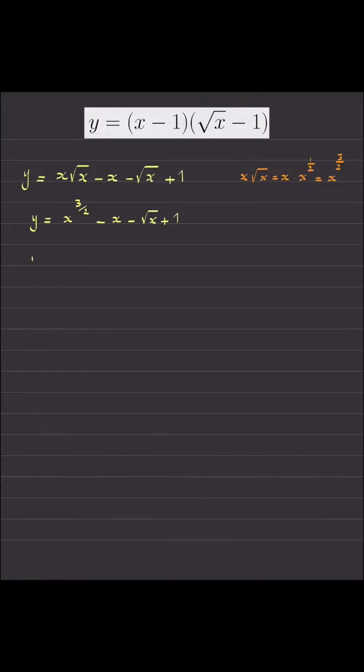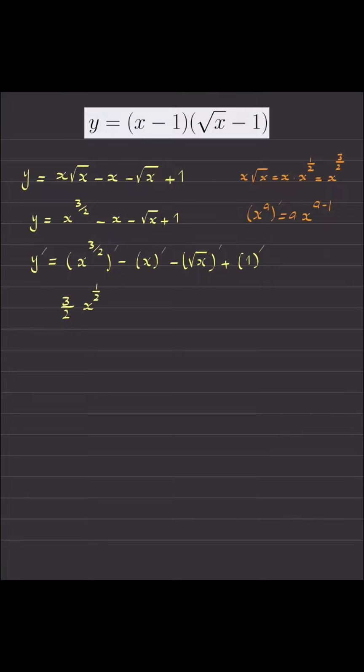Okay, so the derivative of this function is the derivative of the first one, minus the derivative of the second one, minus the derivative of the third one, and finally the derivative of the last one. The derivative of the first one will follow this rule: x to the power a, prime, is a x to the power a minus 1. So here 3/2 goes down and the power will be reduced by 1. So the answer will be 3/2 x to the power of 3/2 minus 1, which is 1/2.